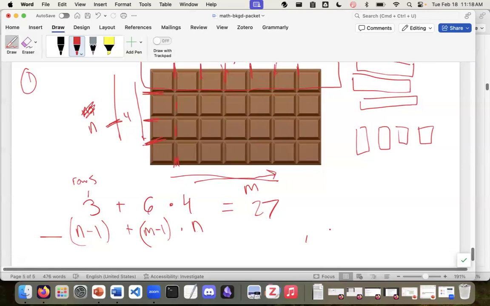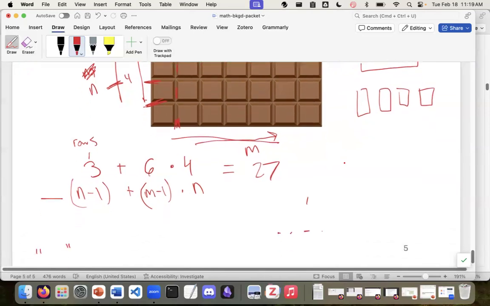This formula, if we chose to break it into columns, is going to be the same thing, I believe with n and m swapped. So if you have n and m that are swapped, then that's okay. It's the same kind of style.